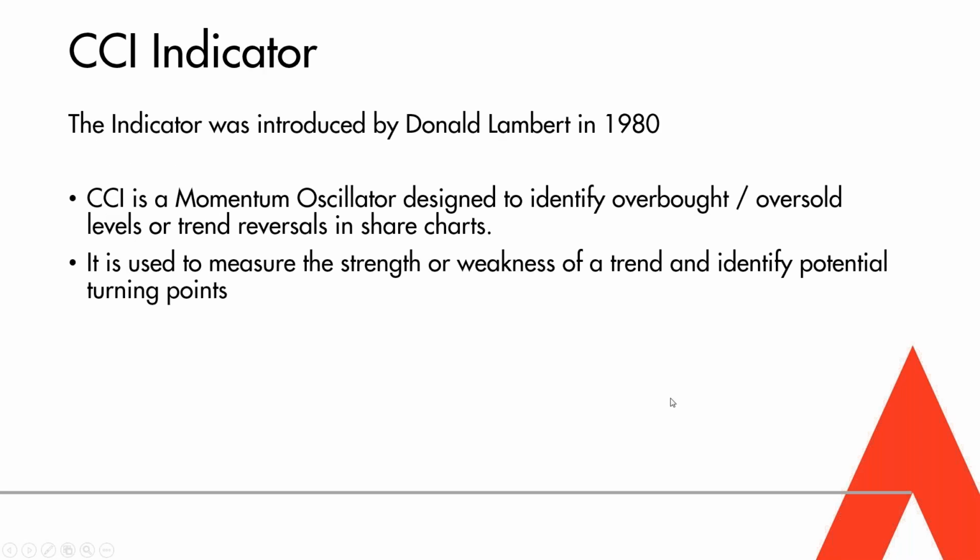So first up, the indicator was introduced and developed by Donald Lambert back in 1980, and essentially has become a popular indicator found in most charting packages around the world. CCI is a momentum oscillator designed to identify overbought, oversold levels, or trend reversals in share charts. It is used to measure the strength or weakness of a trend and to identify potential turning points in that trend.